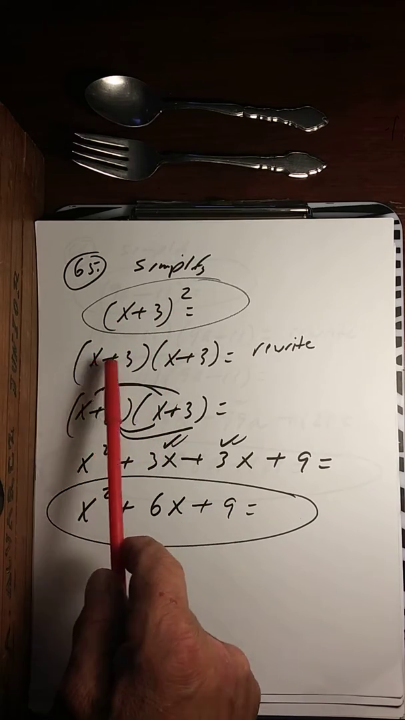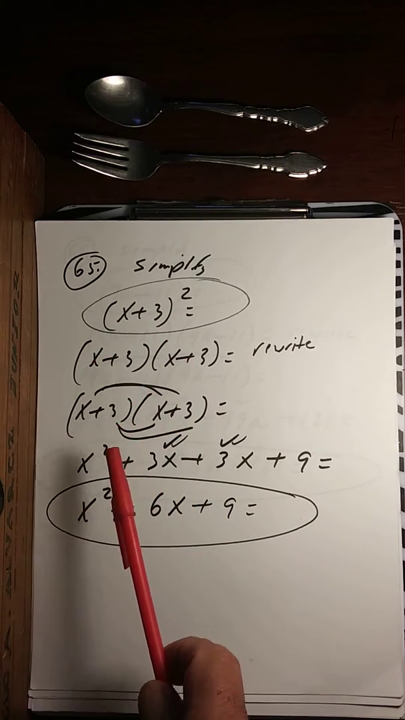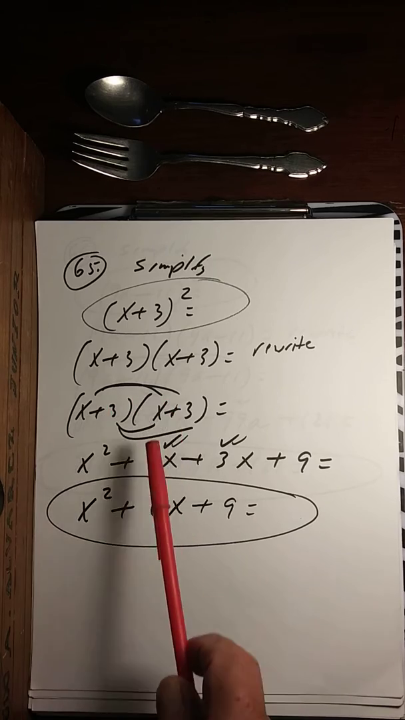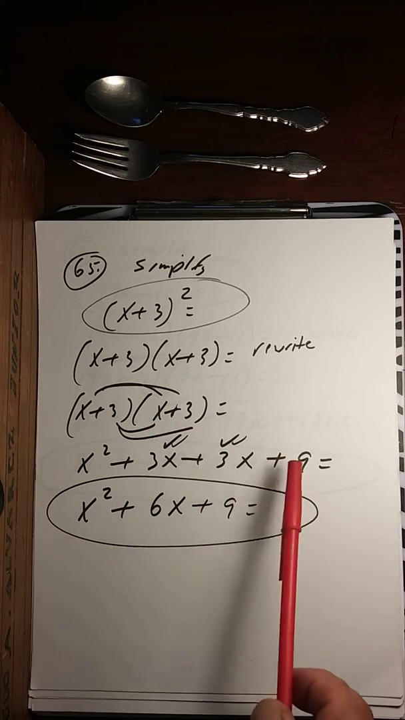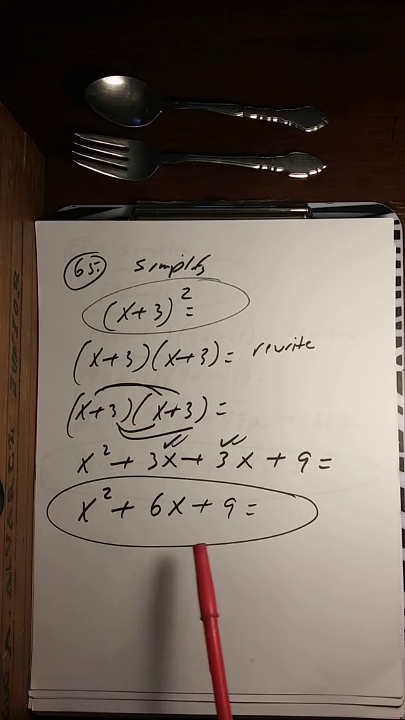X plus 3 squared, rewrite it. X plus 3, x plus 3. So now we have x times x is x squared. X times 3 is 3x, and 3x, and 9. So you have x squared plus 6x plus 9.